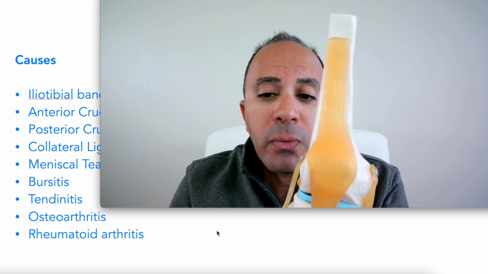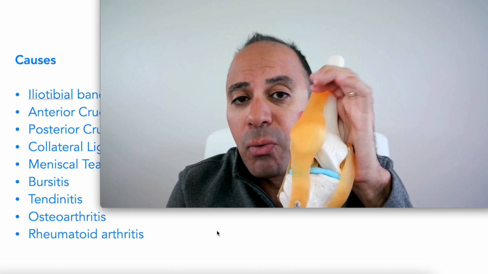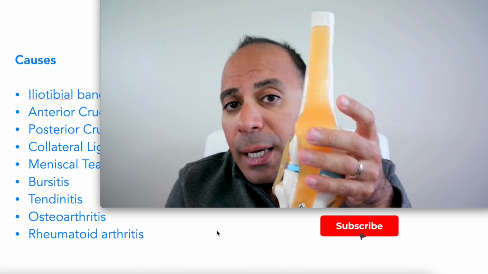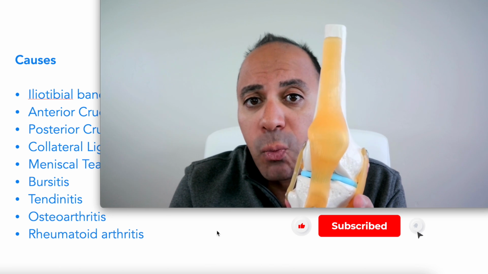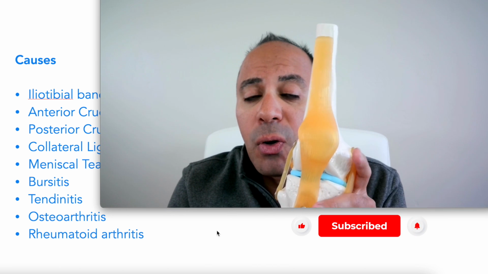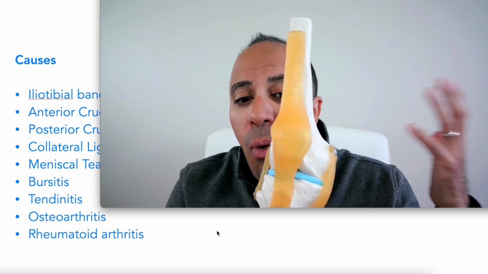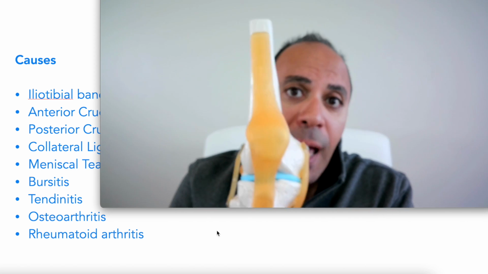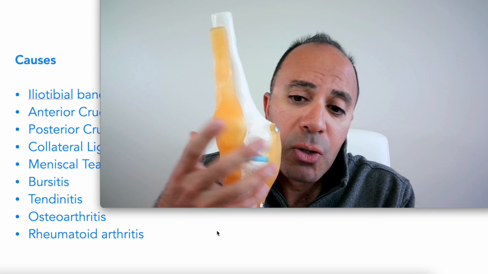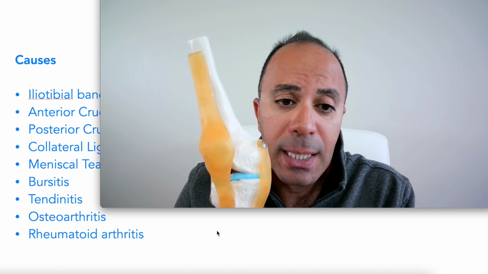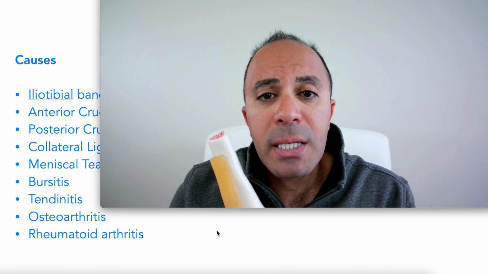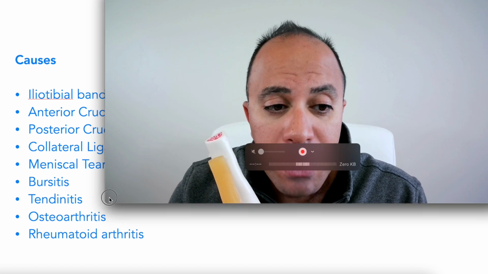Also, one of the common things that you have issue with is osteoarthritis. That's usually wear and tear in the joint, and usually happens with overactivity or due to being overweight. The other thing is that rheumatoid arthritis patients usually have knee issues, especially when they have severe arthritis in the knee. So those are the causes of knee pain.